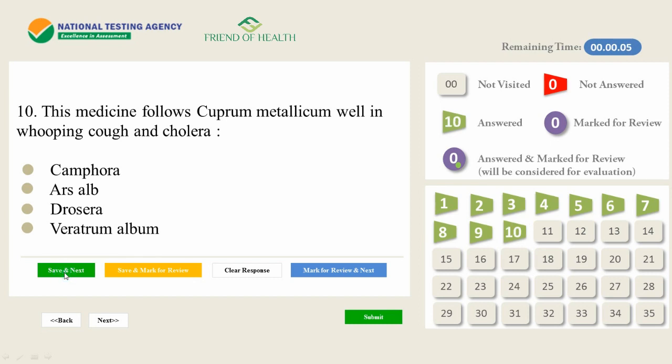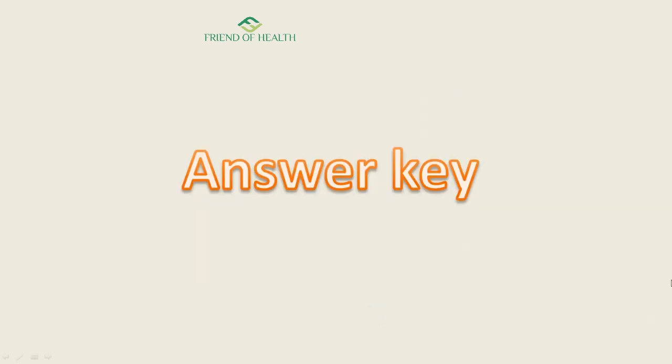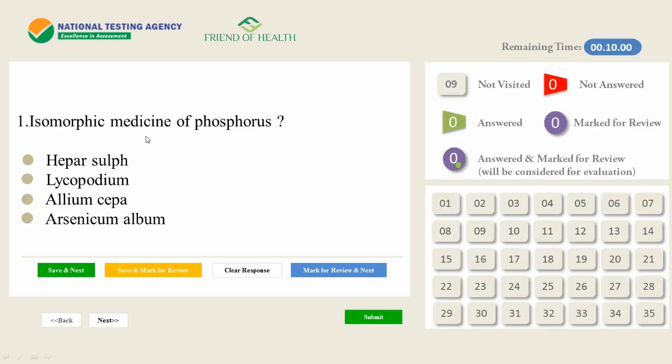After clicking the save and next button, you can see the changes happening in the question answer palette. All the questions are visited, 10 questions, 10 are answered, and you can see 10 are answered here. The timer is almost exhausted. When you submit, you can finish the exam, and we'll see the answer key straight away. The first question was isomorphic medicine of phosphorus.